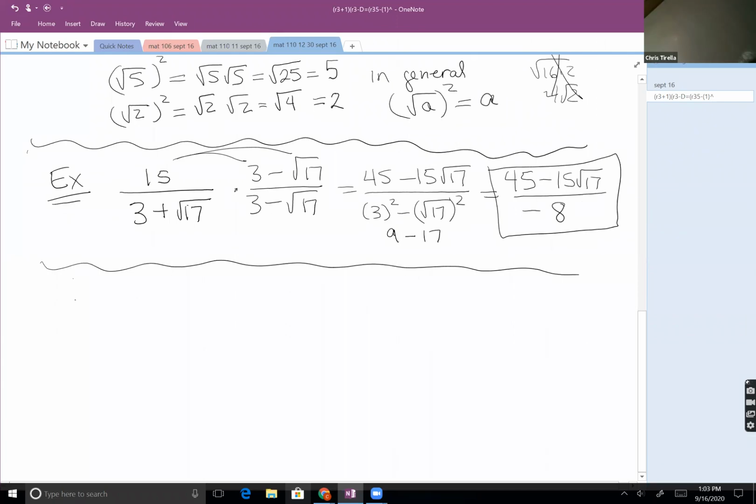Okay, next one's just a little bit dicier. What if I have 1 plus radical 2 over 1 minus radical 2? Let's do this one together because it is just a little bit different. What's similar is that we've got a binomial radical expression in the denominator. We have 2 terms in the denominator and at least one's got a square root. We're going to do the conjugate of the denominator.